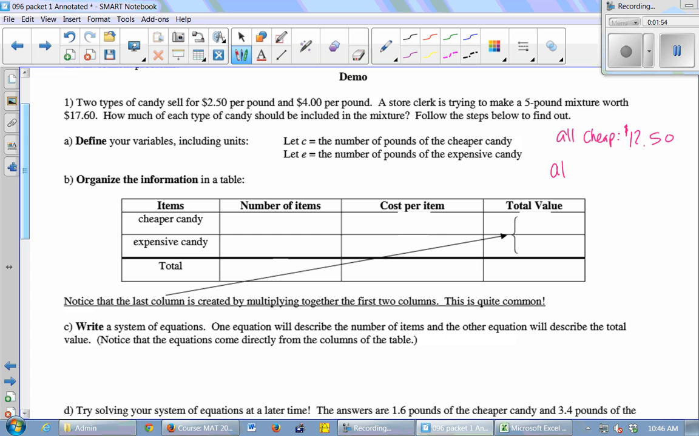All right, what if we did all expensive candy? $20, right? 5 pounds times $4 per pound, $20.